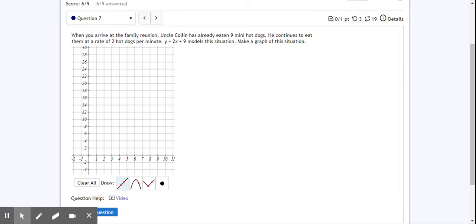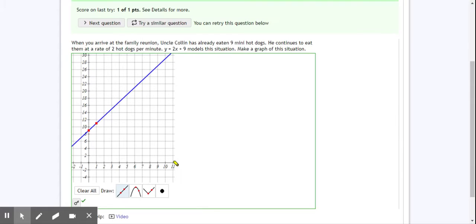So you get to the family reunion. Uncle Colin has already eaten 9 mini dogs. 9 mini dogs right there. Starts with 9. But then he keeps eating them at 2 dogs per minute. So after a minute, he's eaten 11 dogs, then 13 dogs, then 15, then 17, and so on. Just keeps going up.